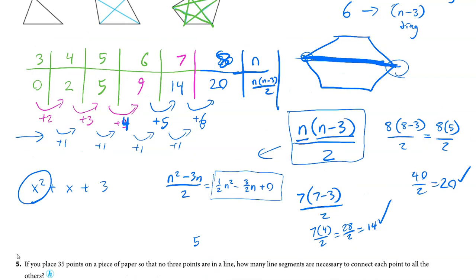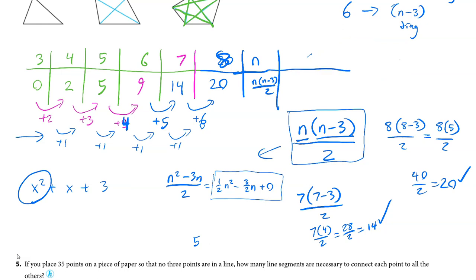Okay, so last thing here, I'm just going to plug in 35. And I'm going to say, well, what the heck is 35? That's 35 times 35 minus 3 all over 2. Or in other words, 35 times 32 over 2. Or 35 times 16. And I do not know what that is off the top of my head. Let's do it on the old calculadora.